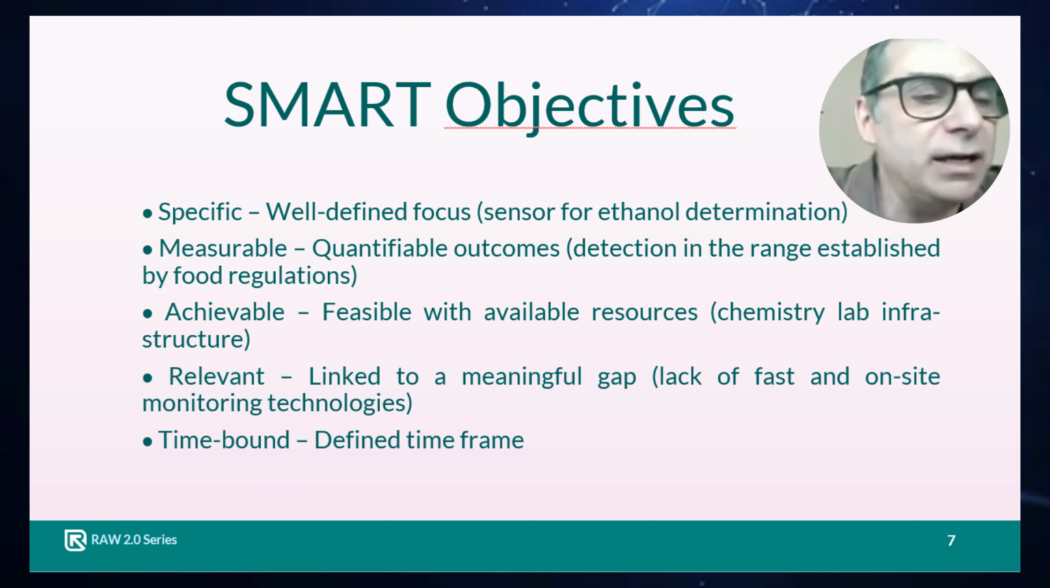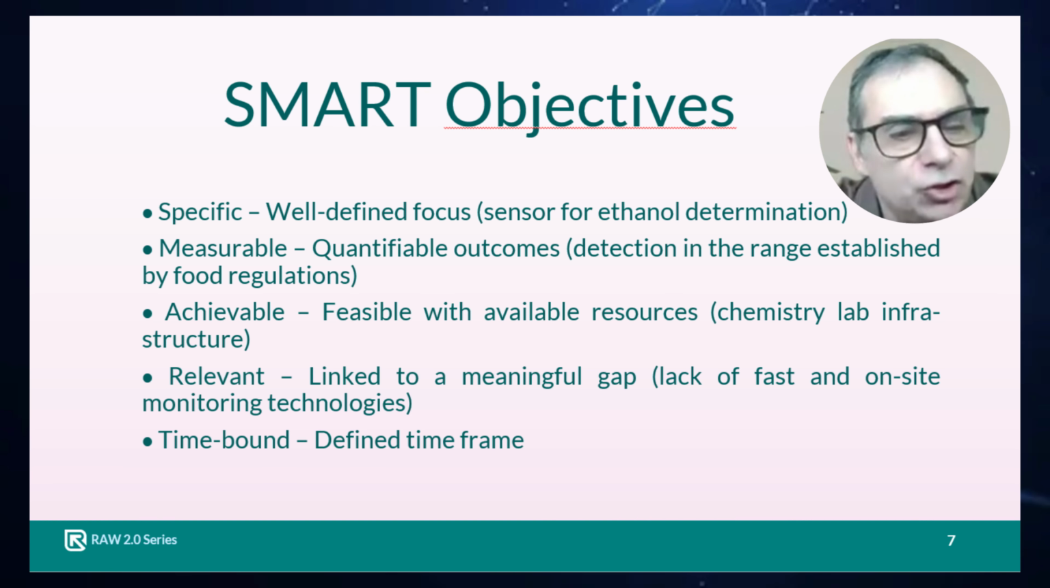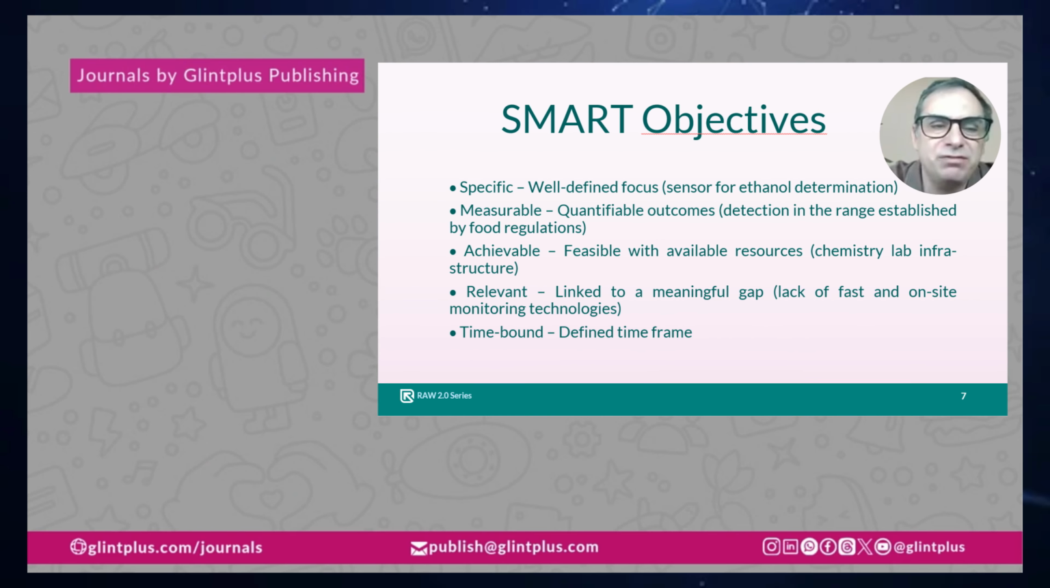So here I list some SMART objectives, general objectives, right? First of all, you must be specific. This is very important, right? We have a well-defined focus. For example, here I'm going to share with you the experience in one of the problems we have in our laboratory, which is to produce a sensor for measuring ethanol, alcohol, in drinks. Second one, it has to be measurable. The outcomes need to be quantifiable, like detection in the range established by field regulations. This is important, right? This is the case where my work is going on. So we need to detect ethanol in the range that the food regulations established for us.